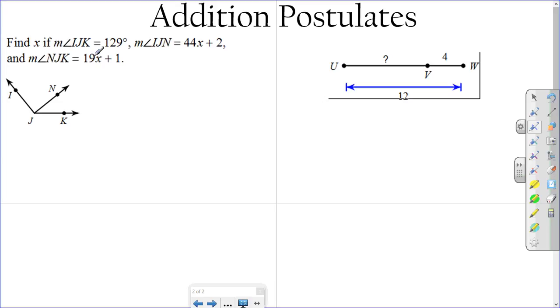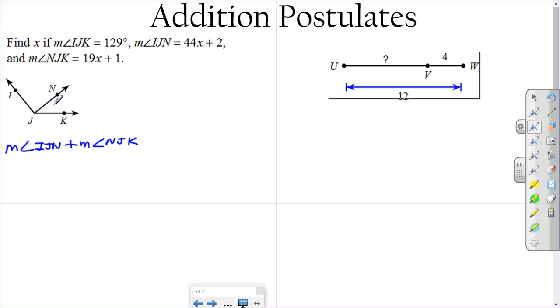So the angle addition postulate says that if you add the little angles, it should be equal to the big angle, the biggest of them all. So the small angles, one of them is this angle right here. I'm going to name it IJN. So what I'm going to write is the measurement of angle IJN plus the measurement of the other small angle. The other small angle will be this angle, angle NJK.